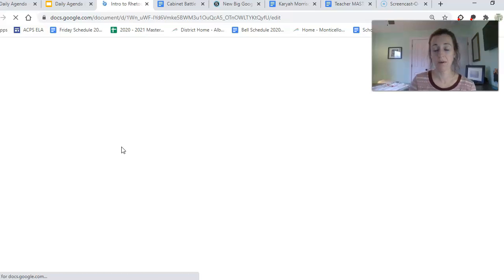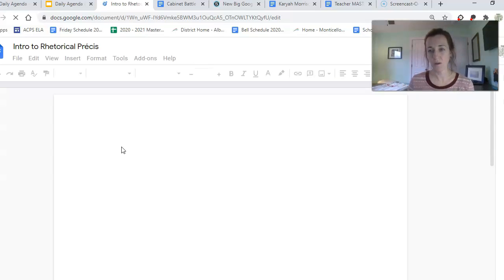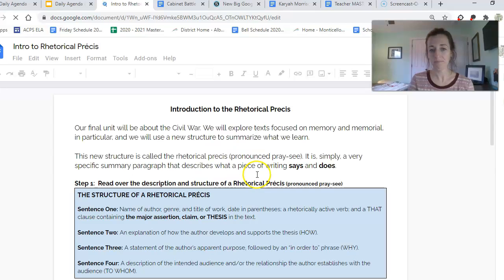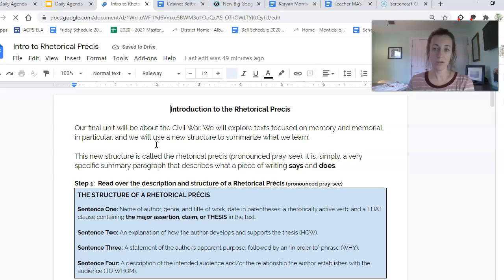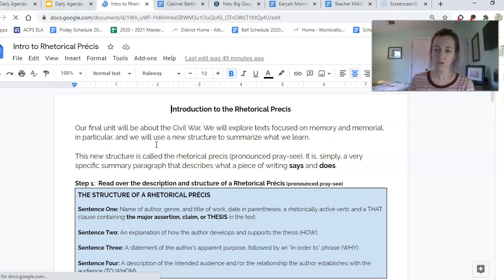So the rhetorical précis is the structure that we're going to be using. I'm going to talk through that a little bit. Our final unit will be about the Civil War. We're going to explore texts focused on memorial, and in particular, we'll look at Confederate statues next week. We have a new structure to use to help you work through those texts. It is called a précis. It is very simply a summary paragraph, analyzing what a text says and does. We are giving you the structure. We want you to adhere to the structure tightly in your paragraph that you write.